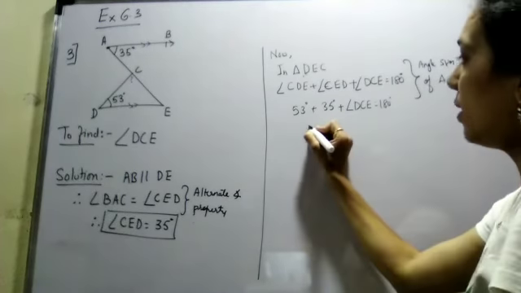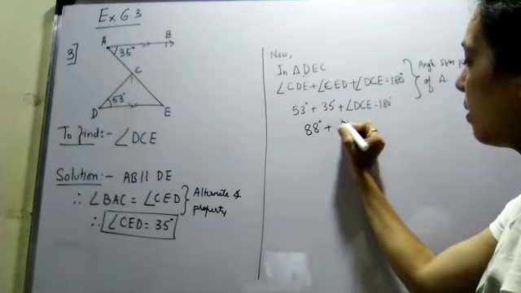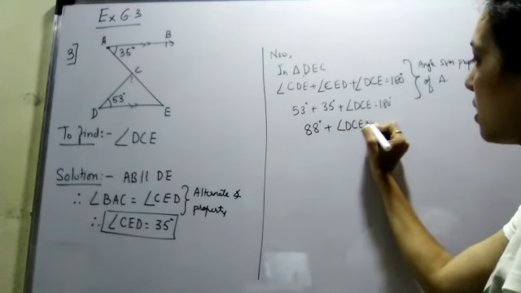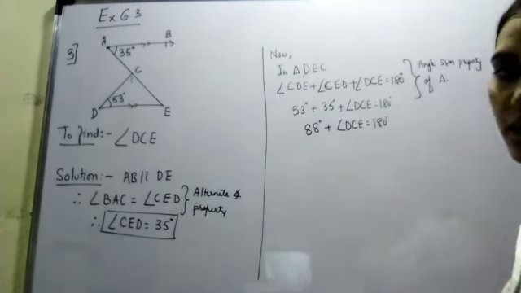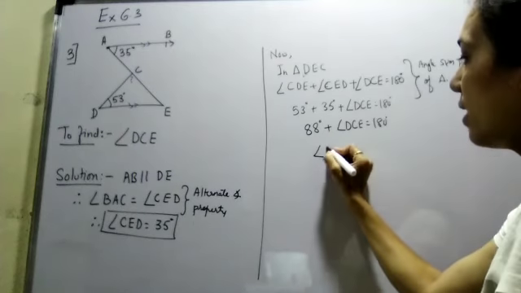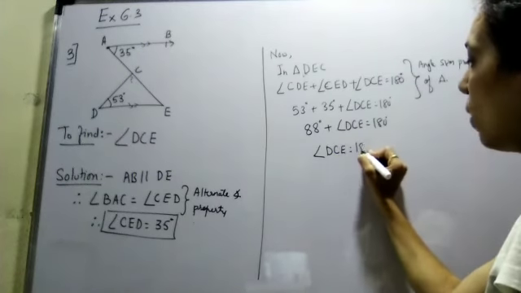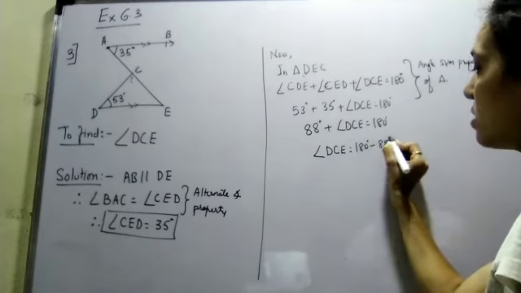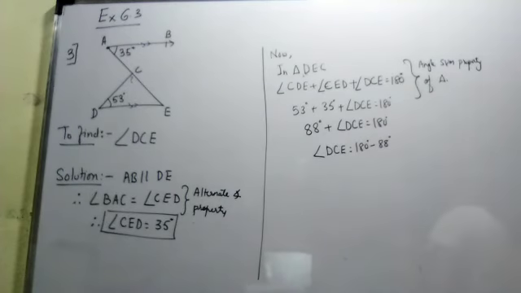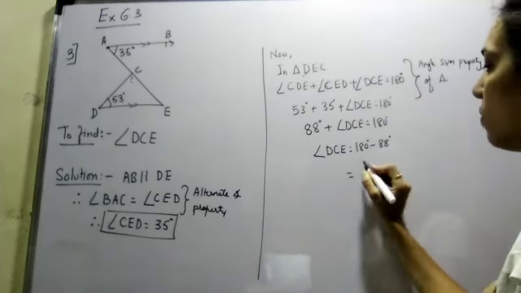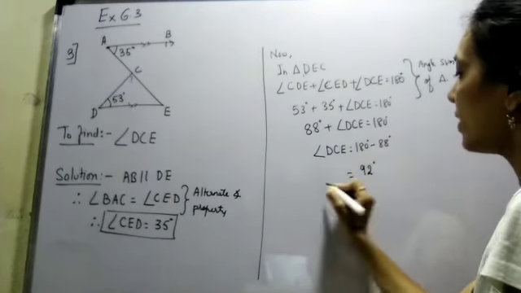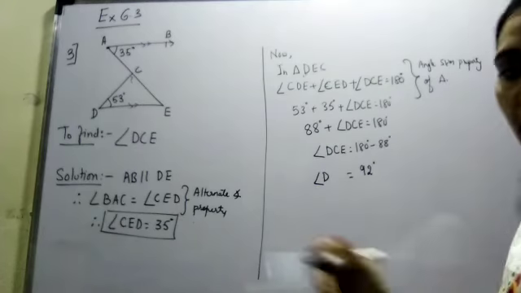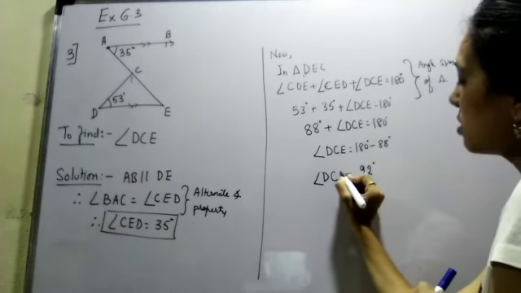You can see this is what? 88 degree plus angle DCE is equal to 180. It means angle DCE is 180 minus 88. So what is the measure of it? 180 minus 88. So it will give you 92 degrees. Angle DCE.